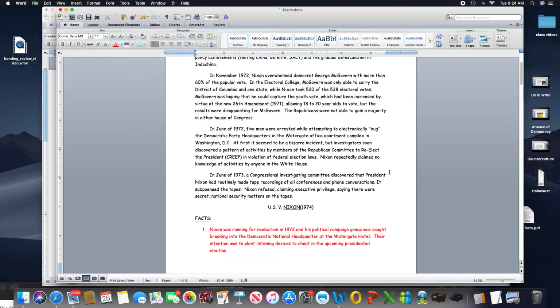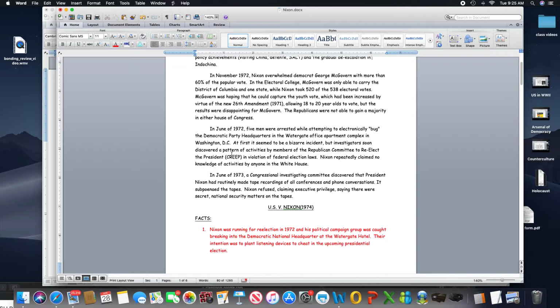Then in June of 1972, 5 men were arrested for attempting to electronically bug the Democratic Party headquarters in the Watergate apartment complex. And so that's why this whole incident is known as Watergate, and why they add gate to modern day scandals like Bridgegate and Deflategate for your sports fans.